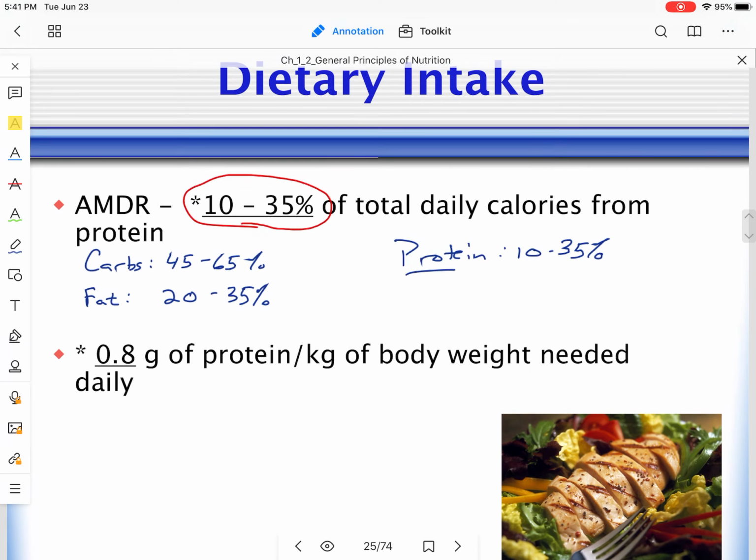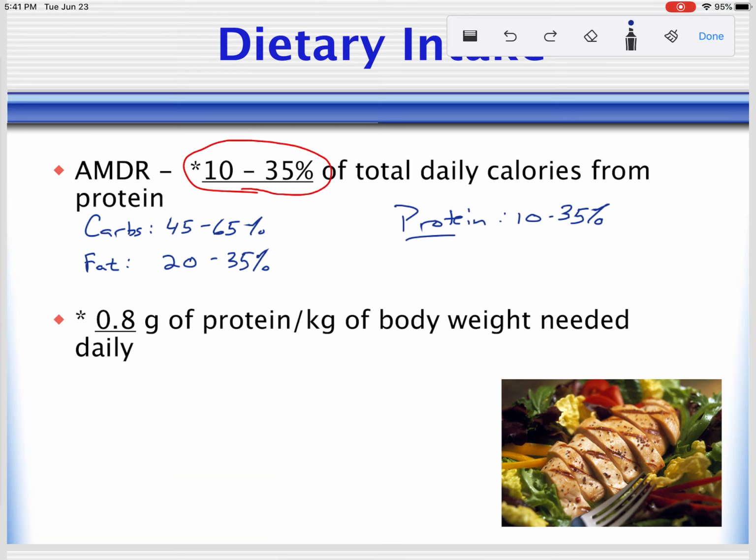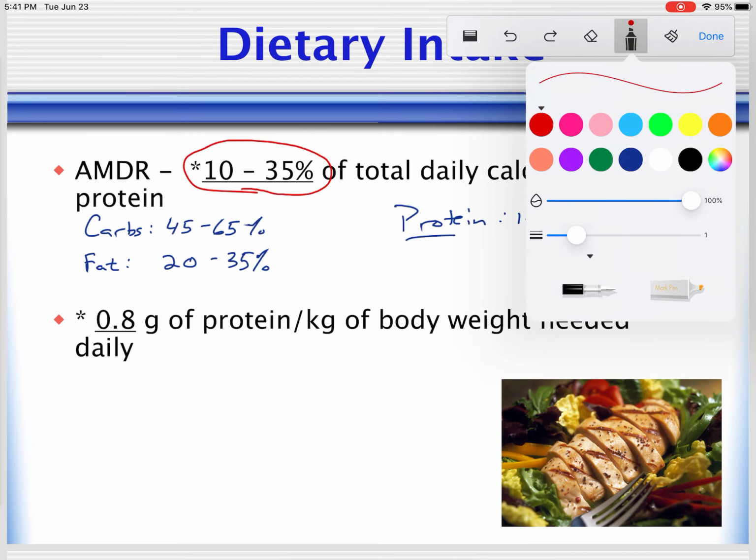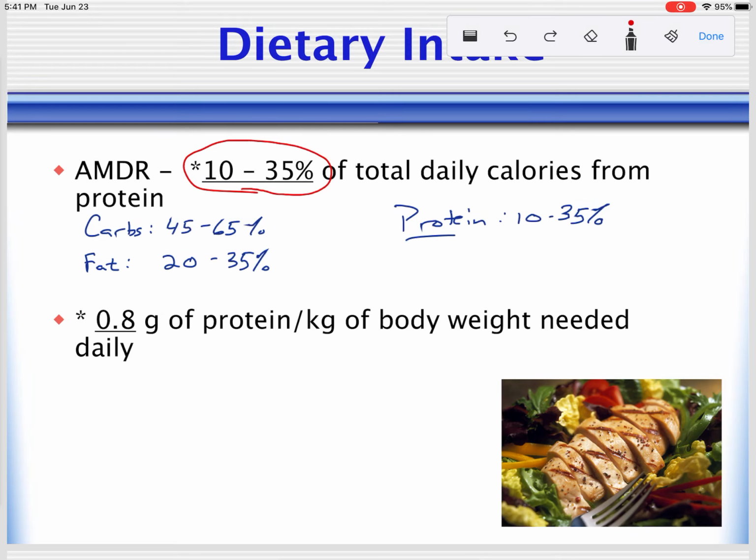Now, I do have a question for you. If we compare these numbers, why is it that our daily need for protein is less than carbs, and often, in many instances, it can be less than fat? Does that mean that protein isn't as important? Nah. Let's break it down for you. Protein is just as important as carbs and fat.